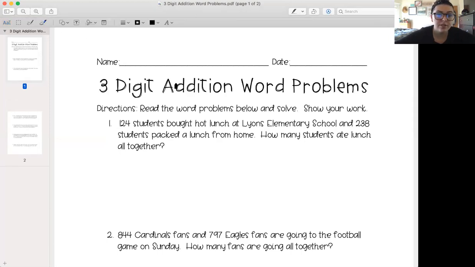So let me get my markers and things out. So I'm going to circle. Remember, I read it first. Now I'm going to circle my important numbers. And then I'm going to underline my important information of all together. So that tells me I need to add. So I need to add 124 plus 238. And that's what you're going to do down here using one of the strategies.